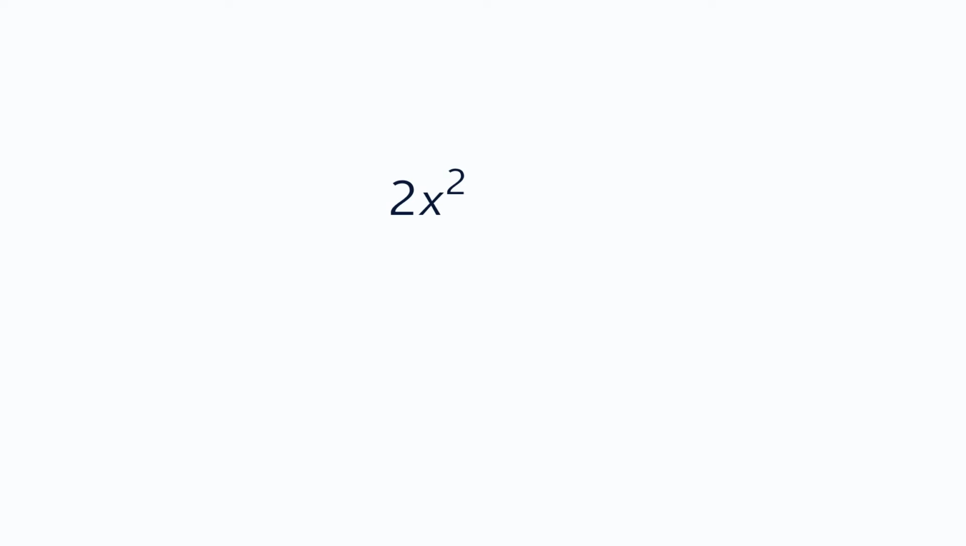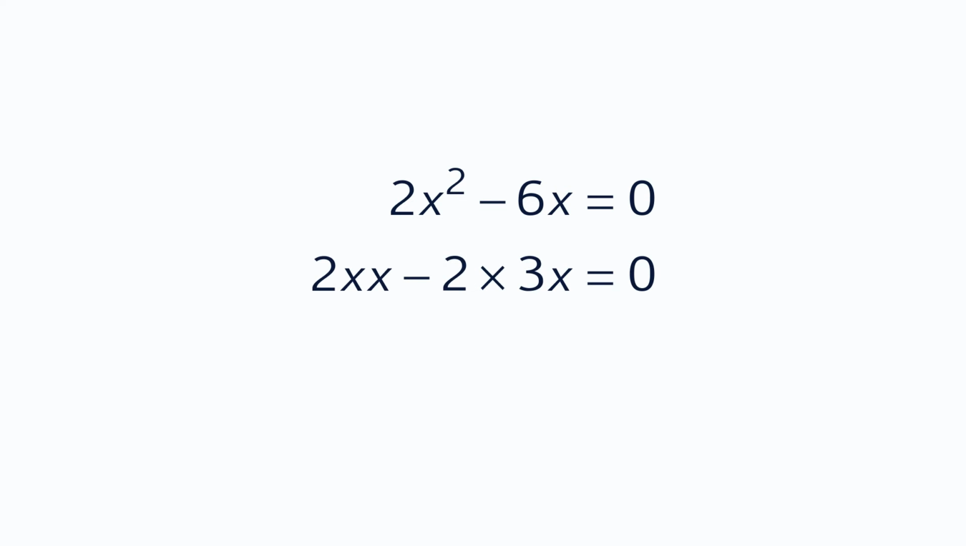Let's look at an example. You want to solve the equation 2x squared minus 6x equals 0. The first step is to factorize the expression on the left-hand side. The common factors here are 2 and x. So you can pull those two factors outside of parentheses, like this. 2x times the quantity x minus 3 equals 0.